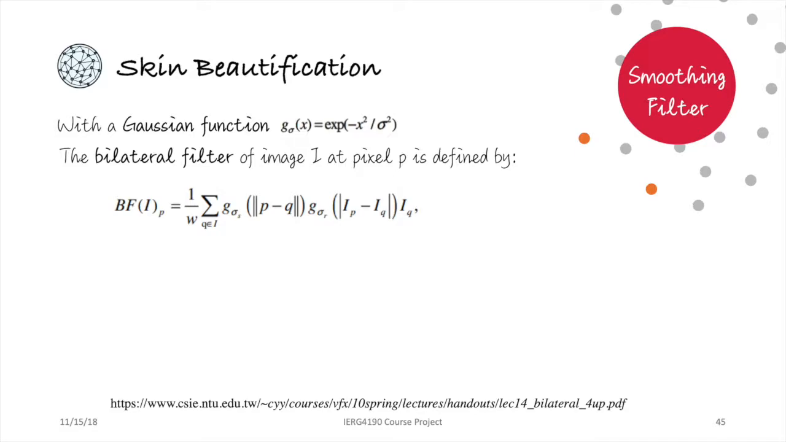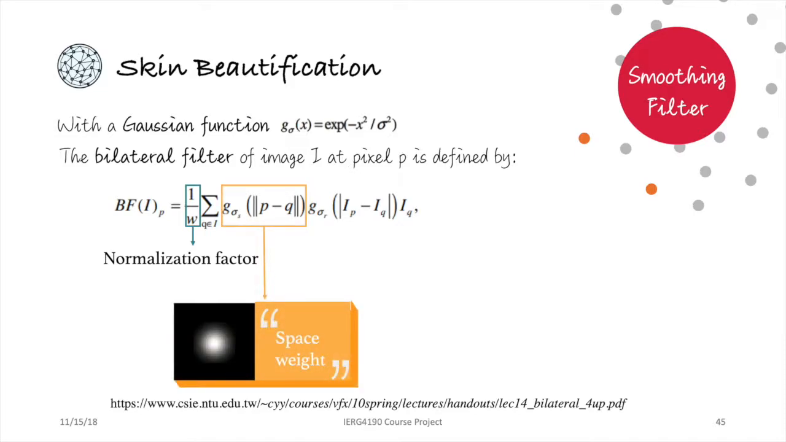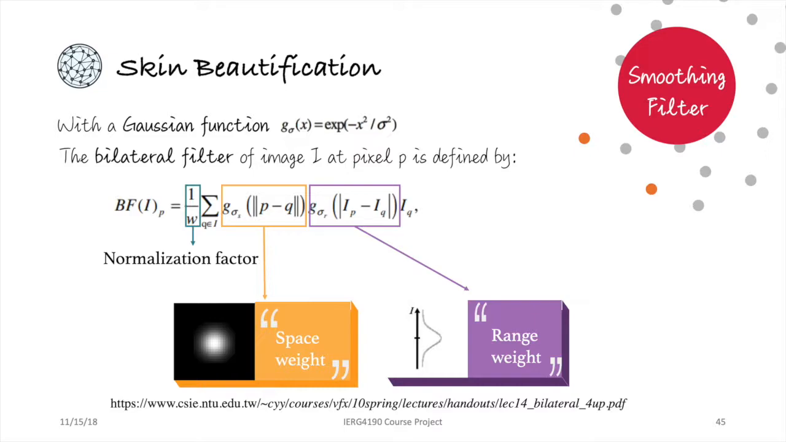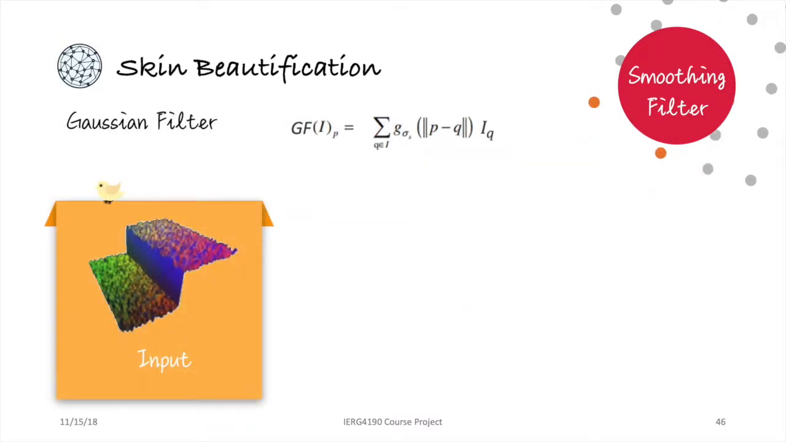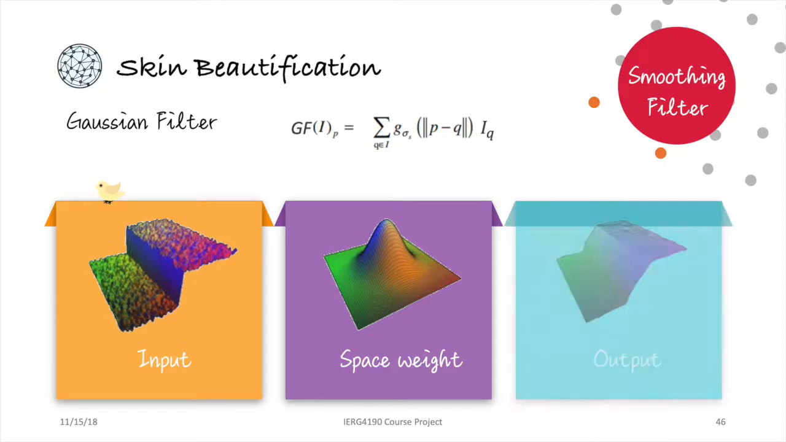Look at the function. It consists of a normalization factor, a space weight filter, and a range weight filter. The space weight factor is the same one used by the Gaussian filter. The range filter takes into account the difference in intensity between the neighbor pixel and the evaluated one. Gaussian filter is done by convolving each pixel with a Gaussian kernel and then summing them all to produce the output. The space weight will look like this. Note that after the Gaussian filter, the edge was blurred.